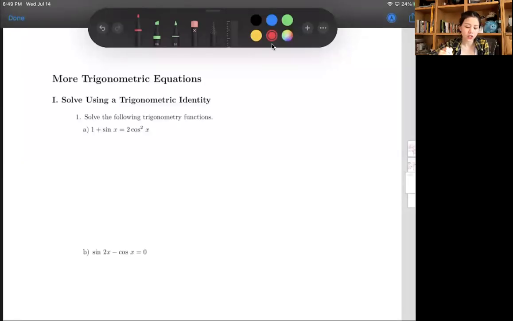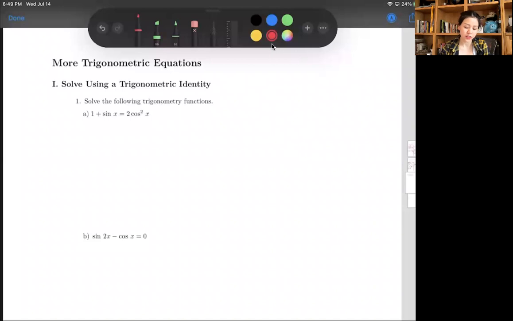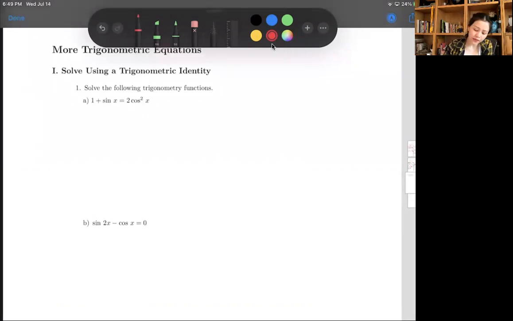So we're going to continue with more trigonometric equations. For the first case, we're going to solve the trigonometric equation using a trigonometric identity. If I have 1 plus sine x equals 2 cosine squared x, cosine squared x, I can rewrite it as 1 minus sine squared x.